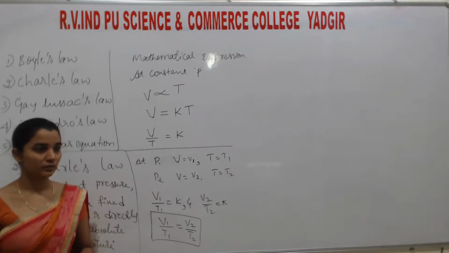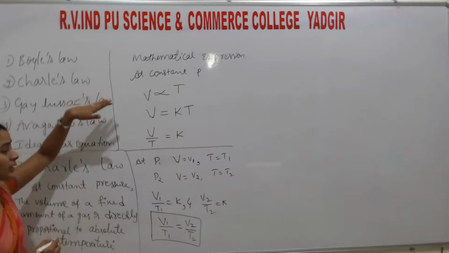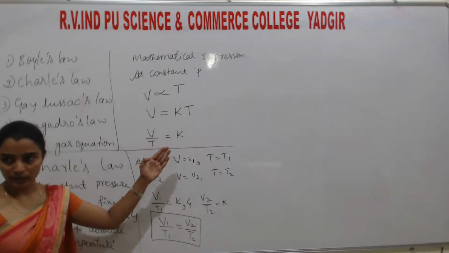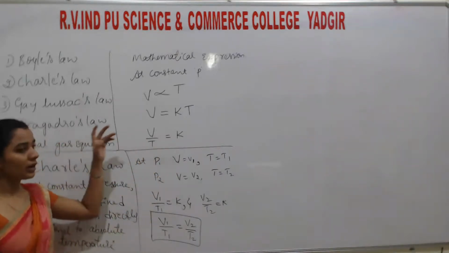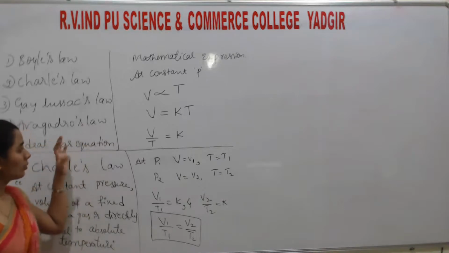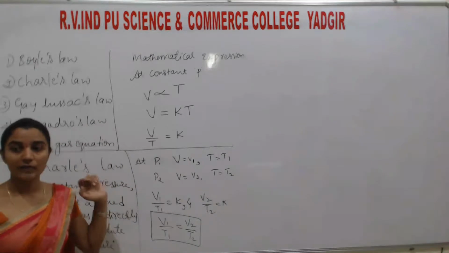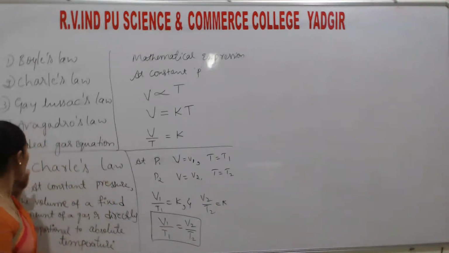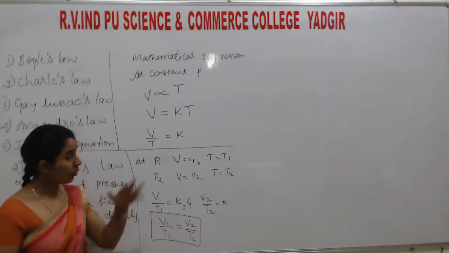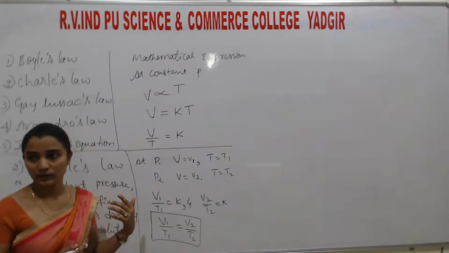Understand? This one is Charles' law. Listen, all these laws: Boyle's law and its mathematical expression, Charles' law and its mathematical expression, Gay-Lussac's law and its expression. Sorry, for Gay-Lussac's law there is no expression. Then Avogadro's law, its statement and its value. Not an expression. The ideal gas equation, its derivation, is for 3 marks. So all these laws are very important for exam orientation.